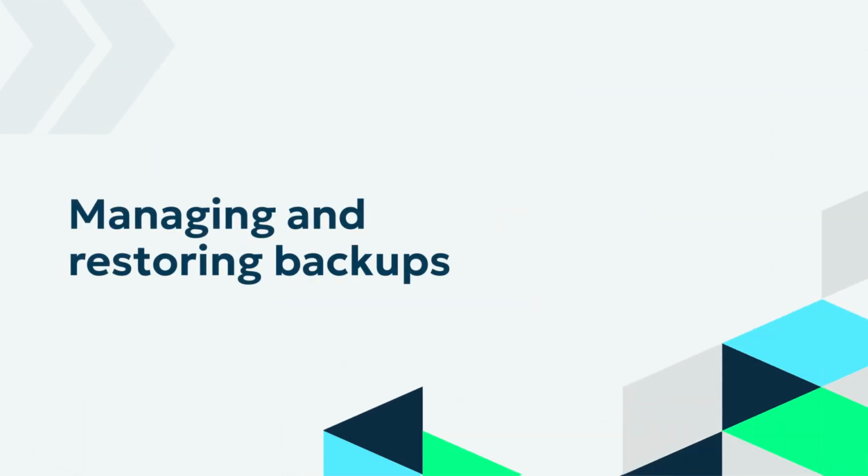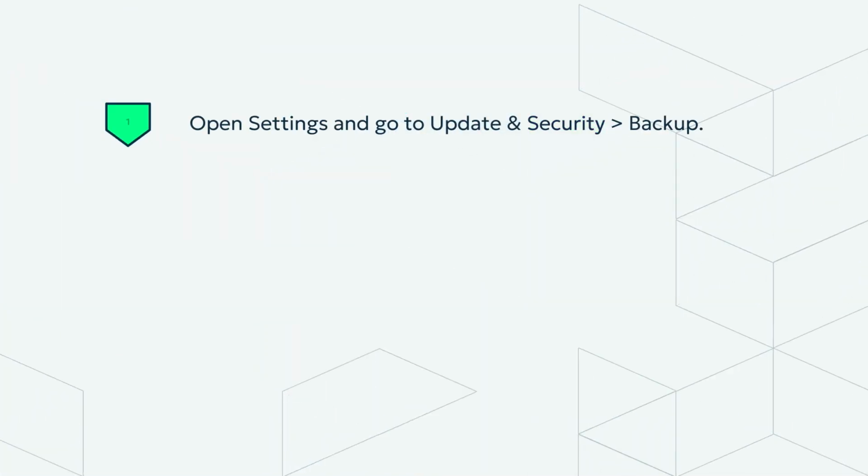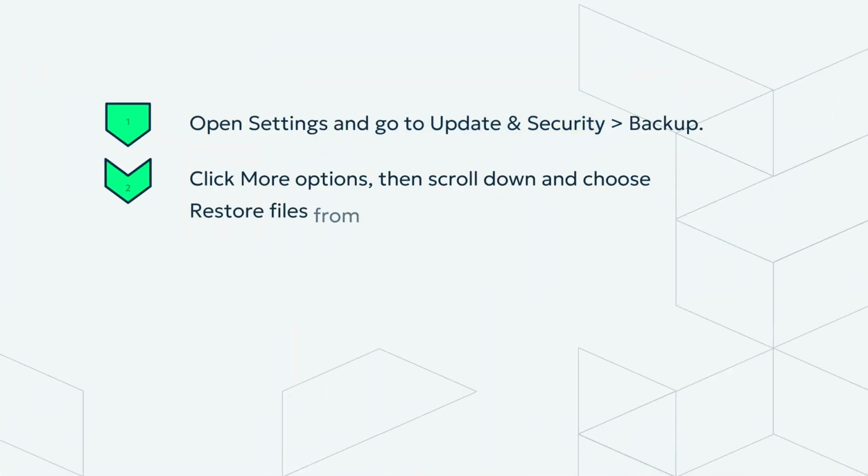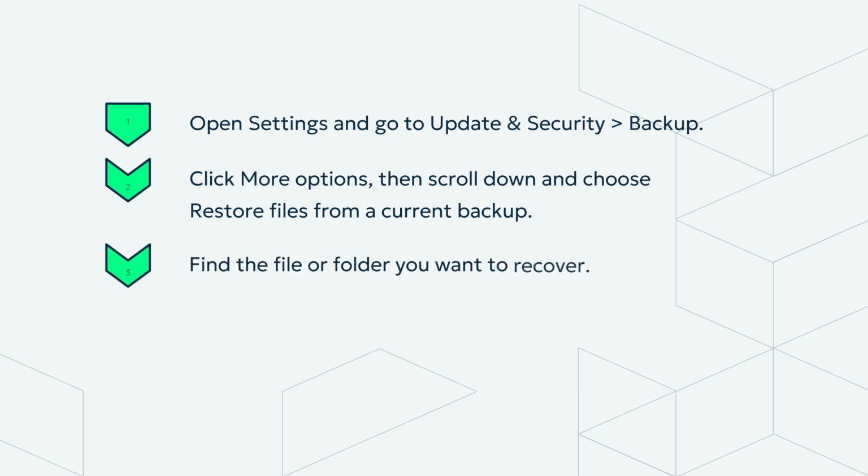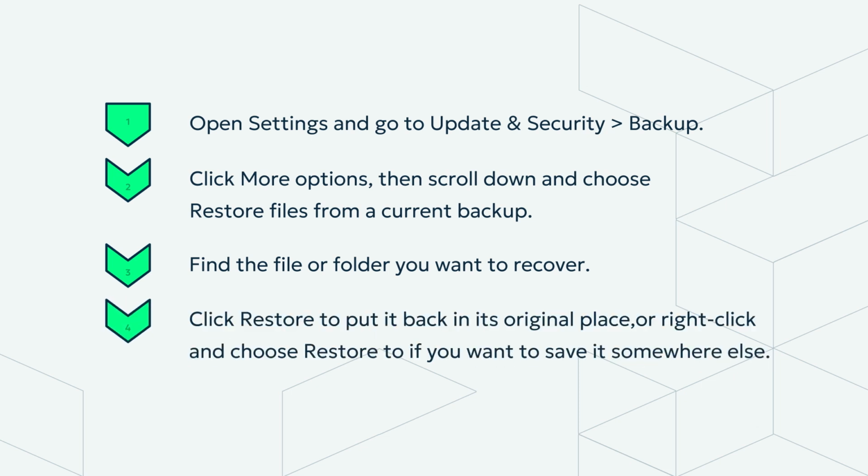Managing and restoring backups. If your system crashes or you accidentally delete a file, restoring from a backup can save the day. Here's how to recover files using File History. Open Settings and go to Update and Security, Backup. Click More Options, then scroll down and choose Restore Files from a Current Backup. Find the file or folder you want to recover. Click Restore to put it back in its original place, or right-click and choose Restore if you want to save it somewhere else.